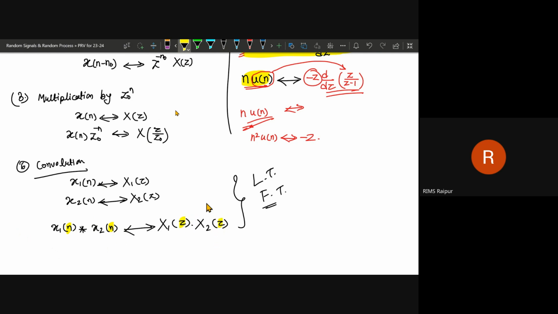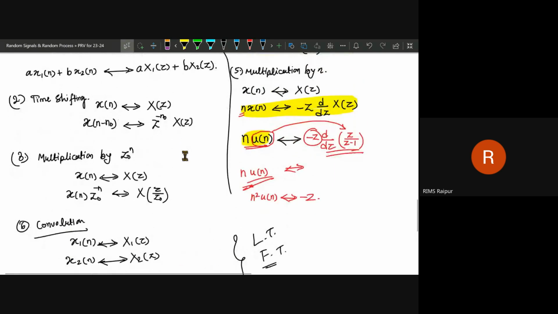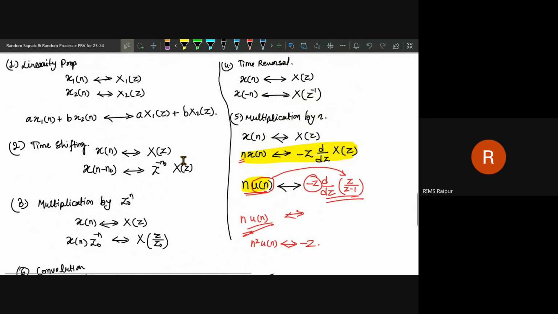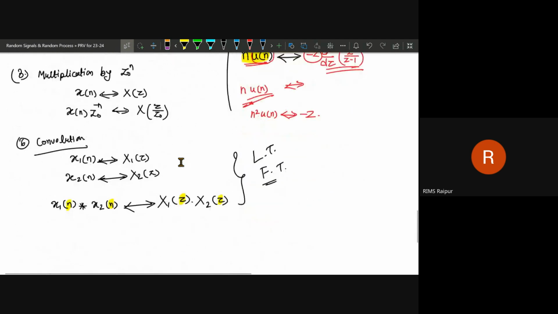So these are some of the properties related to the Z transform. Many other properties are also there. You can follow the Schaum series, or these six properties are also sufficient. And try to solve some problems from the book in order to practice more about the Z transformation techniques.